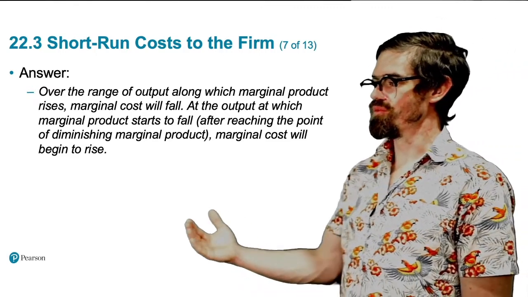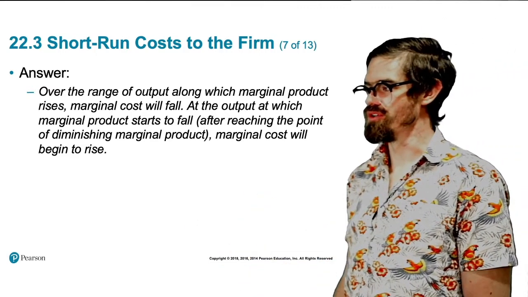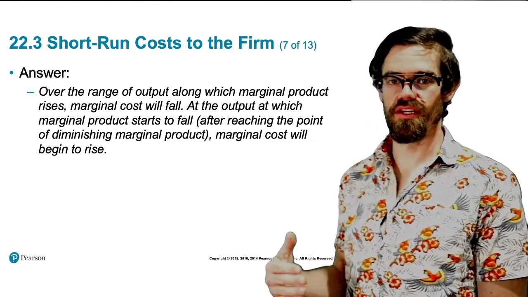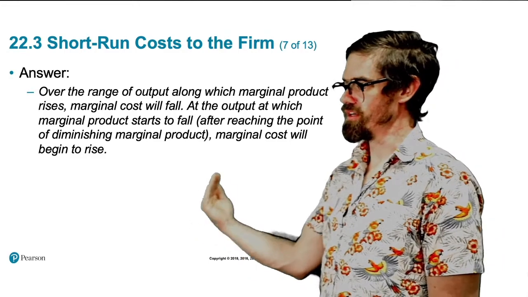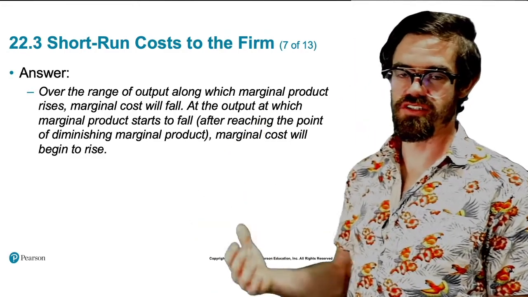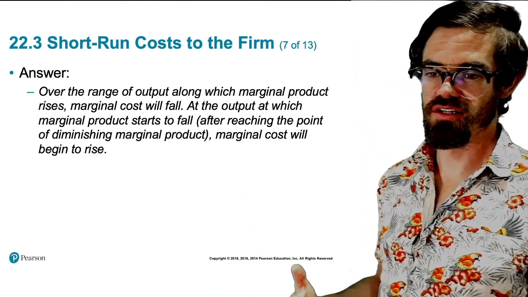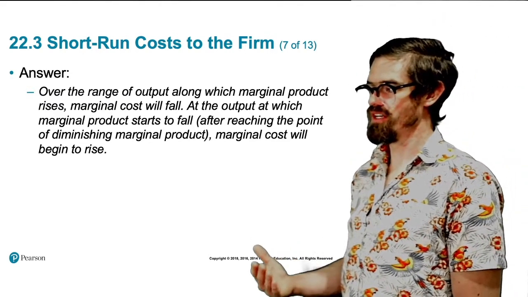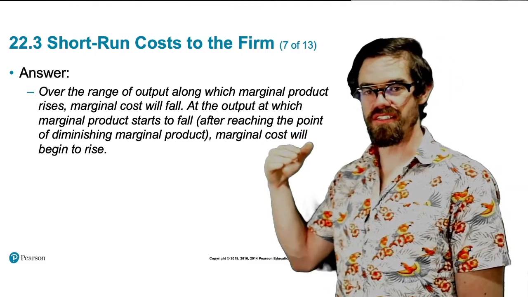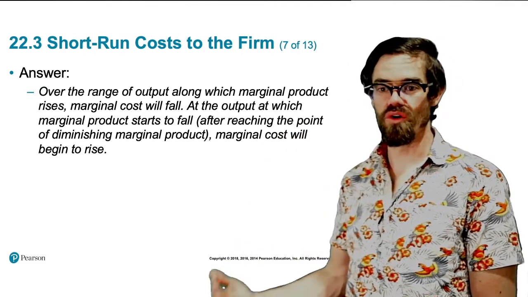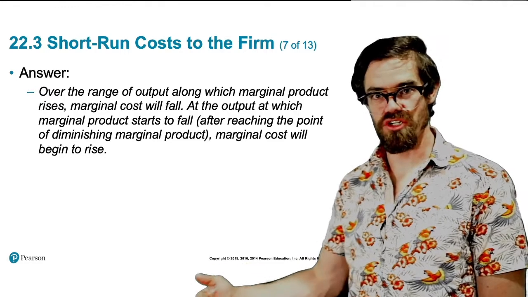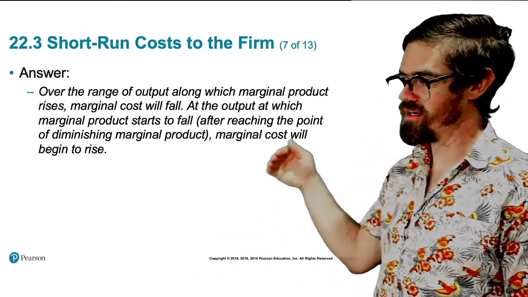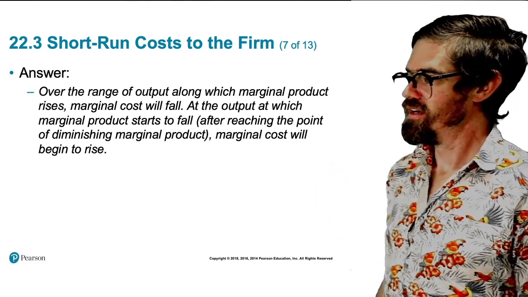So, over the range of output along which marginal product rises, marginal costs fall. So, this is how they're related, right? When marginal product is going up, you're getting efficiency gains from things like teamwork, productivity gains like that. What that translates into is a decreasing marginal cost. So making one more unit actually gets cheaper and cheaper and cheaper when you have the benefits of teamwork. So marginal product going up, marginal cost goes down.